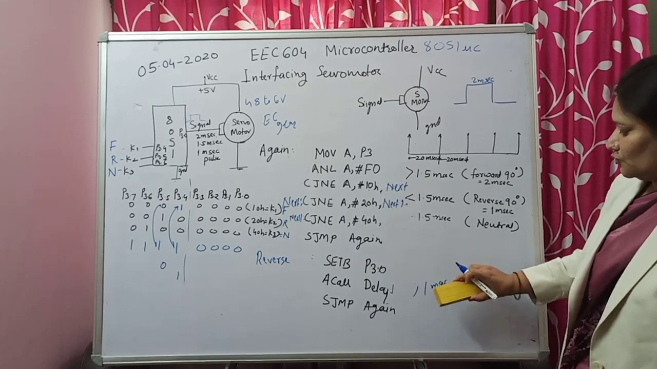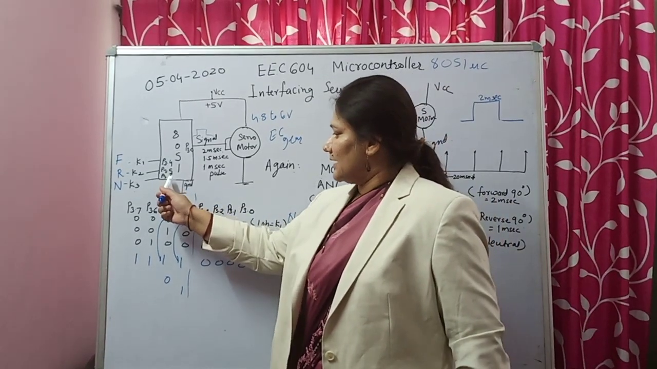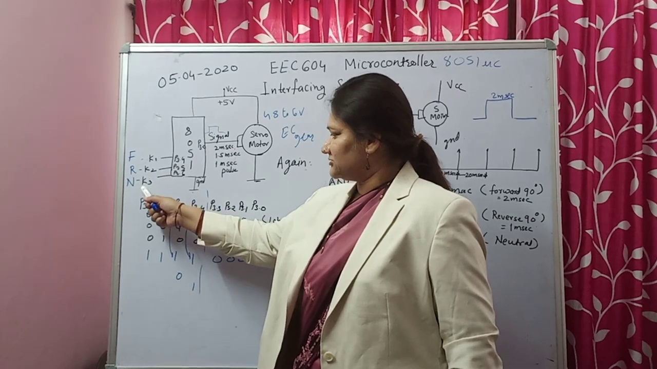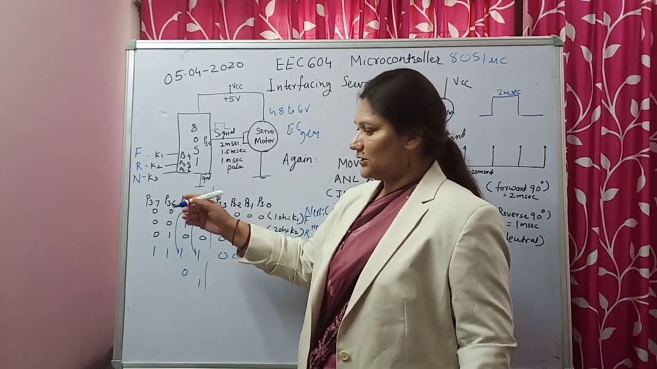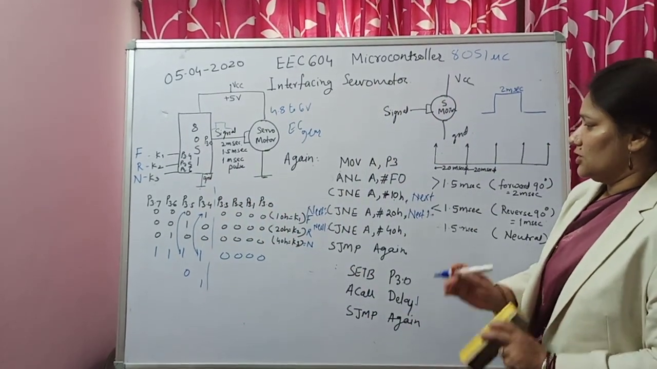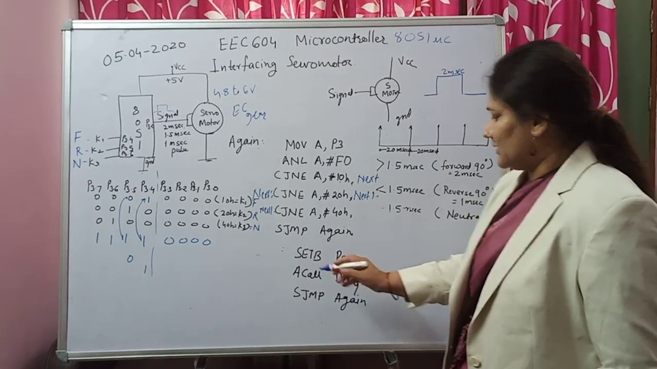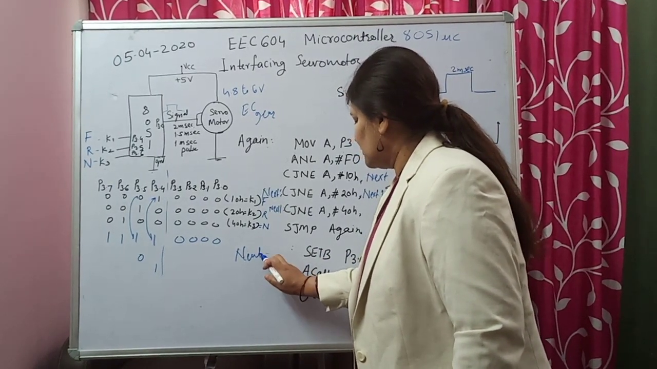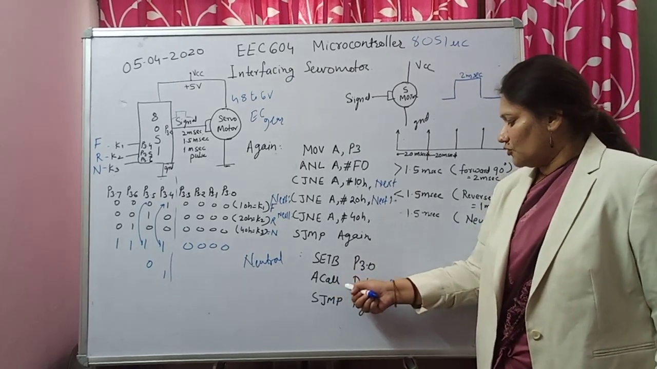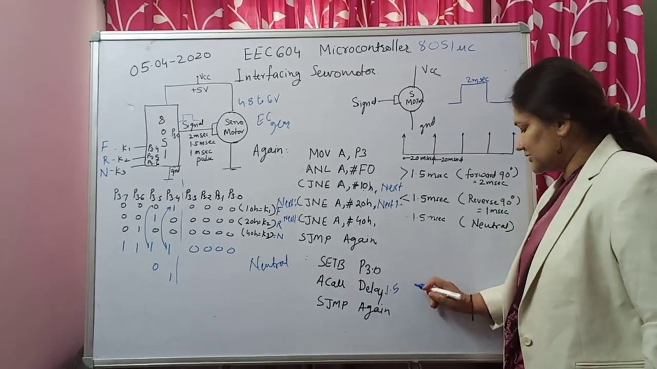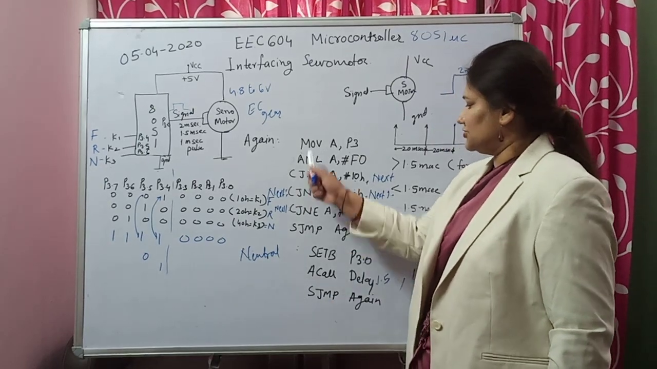And suppose you want to move the motor to the neutral position, then which key will you find pressed? The key which is attached to port 3.6 pin will be pressed. And if you find this key pressed, then wherever the motor is, whether it is in the forward direction or the reverse direction, it has to come to the neutral position. So for that you have to apply a pulse of exactly 1.5 milliseconds. So you will write the program for neutral, which tells you to set the bit 3.0 and call the delay routine of 1.5 milliseconds to make the motor come to the neutral position, and then again you go for checking the keys.